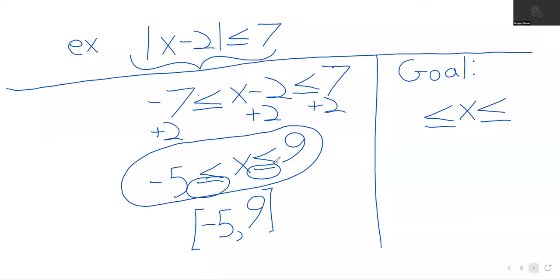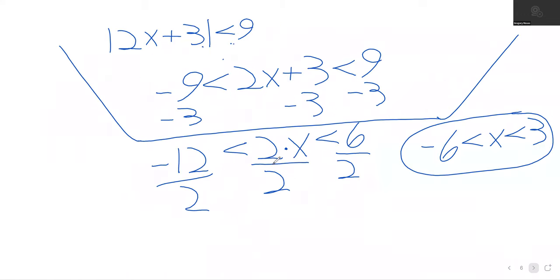Here we go. This is all the values between -6 and 3, but we're not including the -6. We don't have a less than or equal to here. And again, we're not including the 3. So much the same notation, except that we have open parentheses next to the -6 and next to the 3.